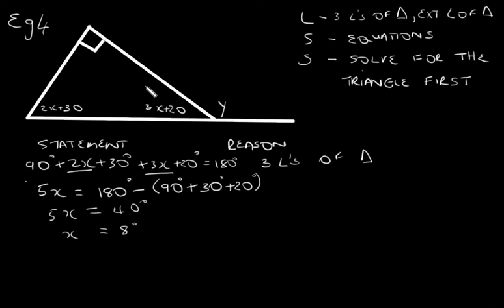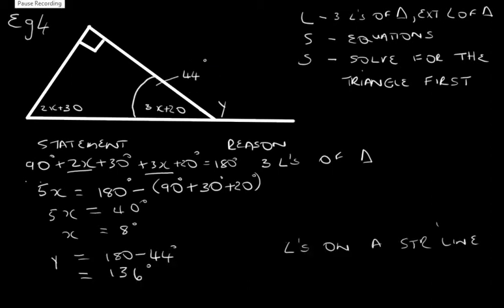Now we can go ahead and solve for y, but before we do that, we have to look at this angle and substitute the 8. 3 times 8 is 24, and 24 plus 20 is 44. So we can make a note that this angle is 44 degrees. So y is equal to 180 minus 44 degrees. What's our reason? Angles on a straight line. That will give us 136.